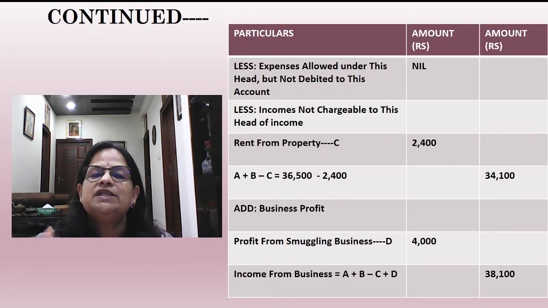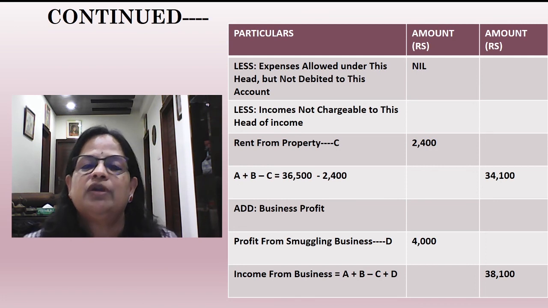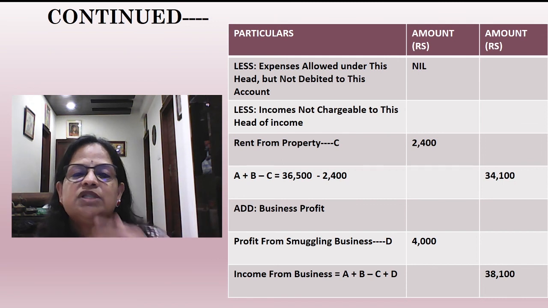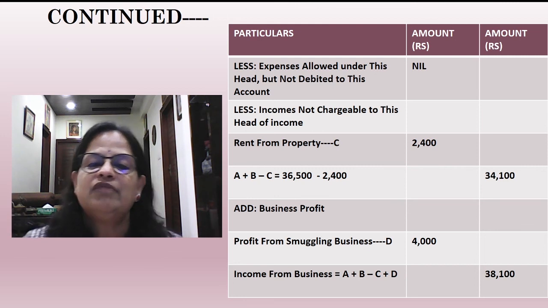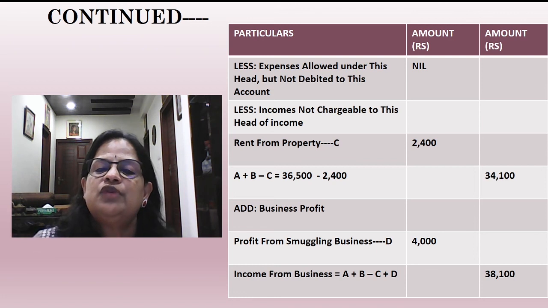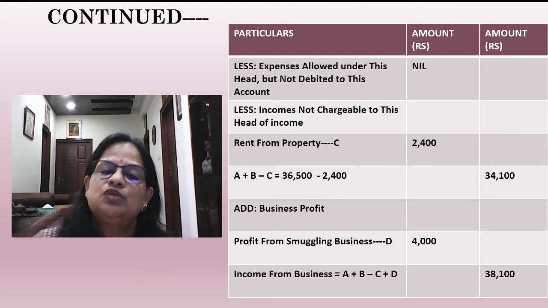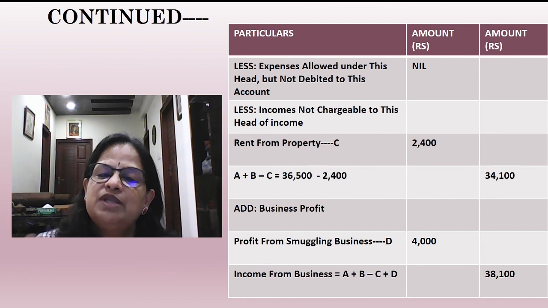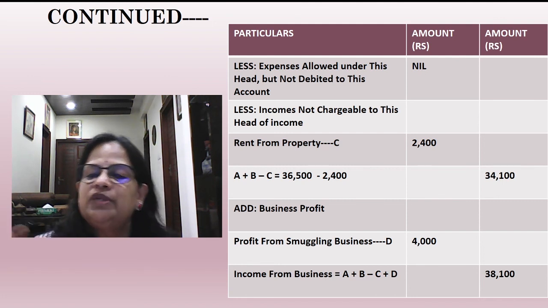Now less expenses allowed under this head but not debited to this account. So it is not there. Depreciation and all is not there. So less incomes not chargeable to this head of income. Rent from property 2,400. It should go to income from other sources. So 36,500 minus 2,400, you will get 34,100. Now illegal business profit is there. So profit from smuggling business you have to add. So you are getting total income A plus B minus C plus D. So 38,100. So these are the 6 problems I wanted to explain for computation of business income.